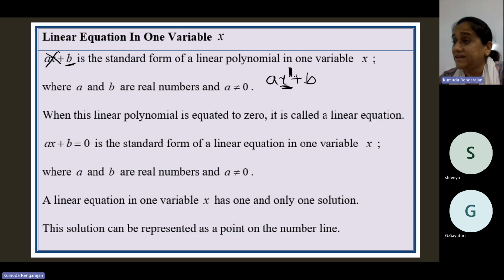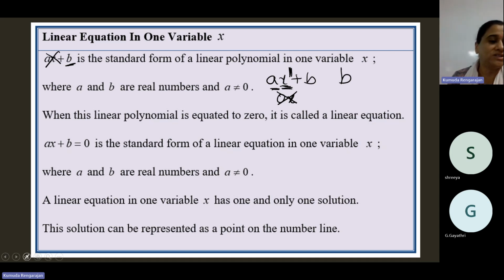Linear because the degree of the polynomial is 1. What is degree? The highest power. The highest power is 1, so the degree is 1, and if the degree is 1, it's a linear polynomial. So the coefficient of x, which is a, should not be 0. Because if this is 0, then it is 0x and the x term itself is not there. Then it will no longer be a linear polynomial because you will have only b. Where is the x term? It's not there because it is 0x.